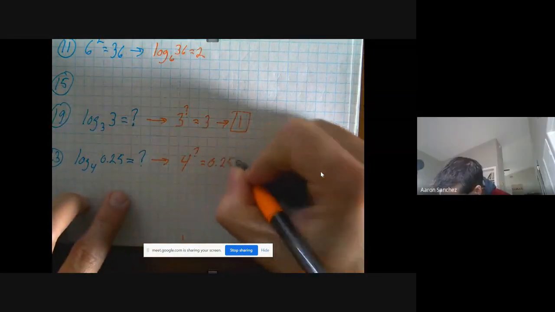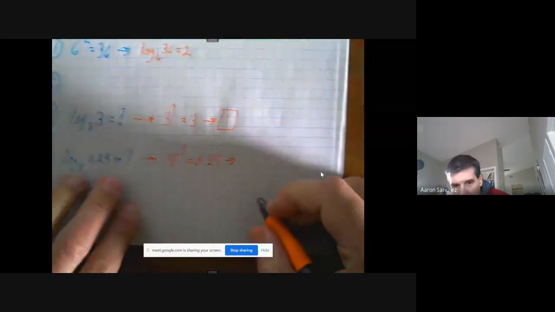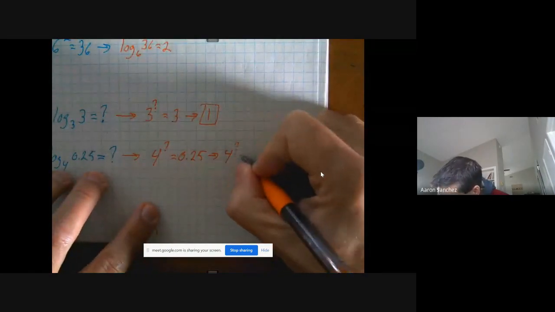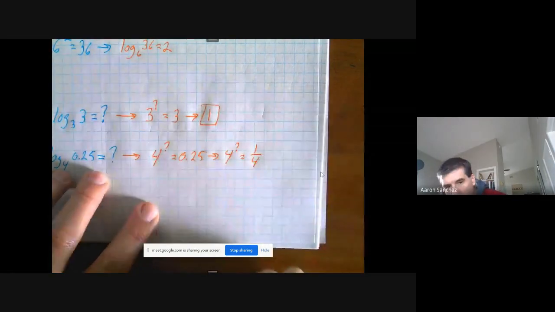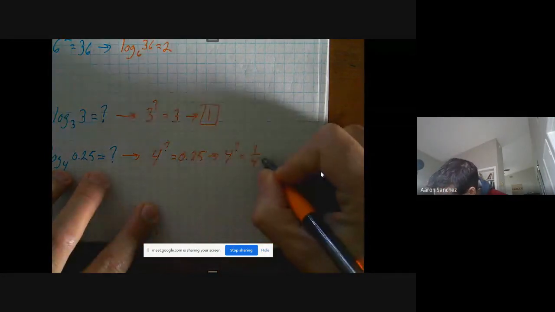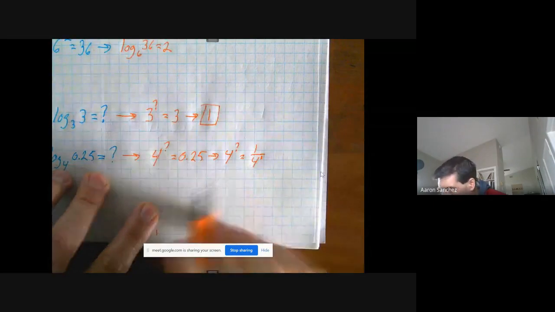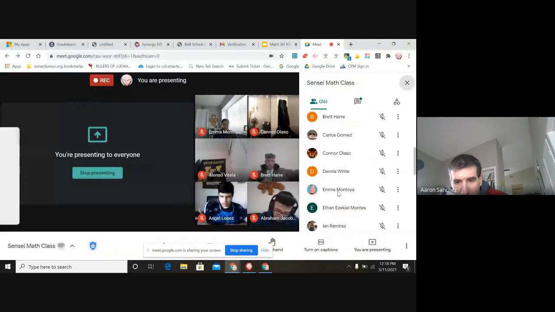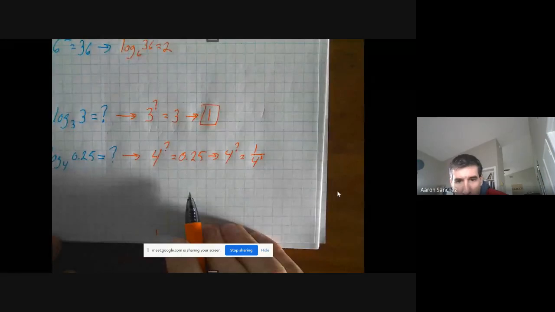Great. Now, what should that be? Let's write it this way because I'm confused by the way that looks. 4 to the what equals 0.25? How do I make this equal 1/4, or 1 over 4 to the 1 power? What should this equal? Should I call on someone, or someone yell it out? Anyone know?